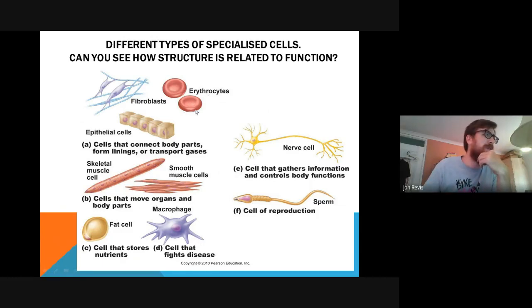Erythrocytes have a large surface area. That's where your oxygen, your red blood, sits, and that's where oxygen is transported around in. So it needs a large surface area to carry and release the oxygen into the rest of your system. Pretty clever.